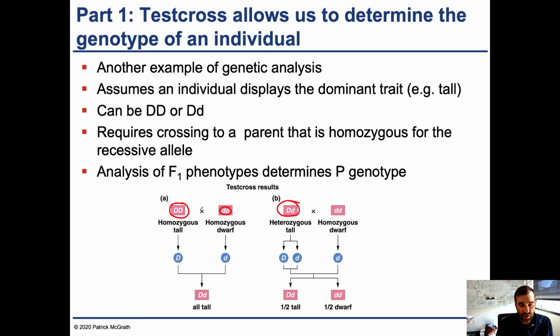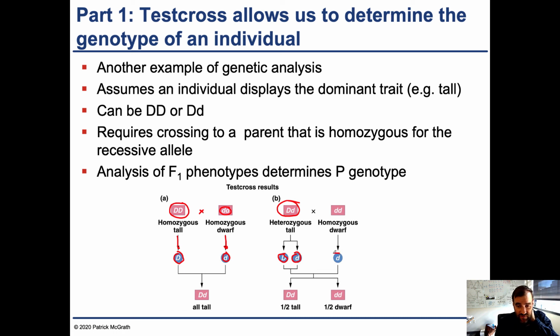The test cross procedure is that you cross this individual to a homozygous recessive individual. So you take this tall pea plant and cross it to a dwarf. Now we have our two possibilities, but they actually would result in different offspring. The allele that is produced by the homozygous dwarf has to be a little d. And if it's a homozygous tall, it has to be a big D. In the other situation, there's two possible gametes that can be produced, big D or little d, each 50% of the time.